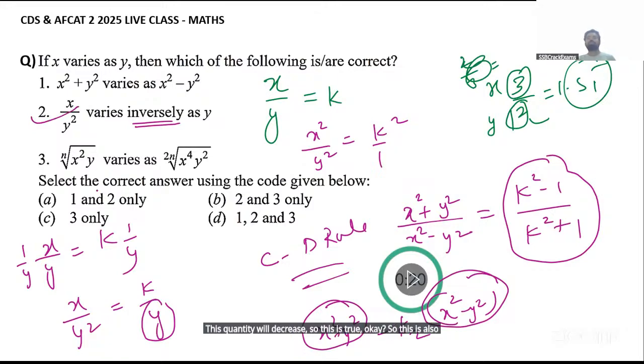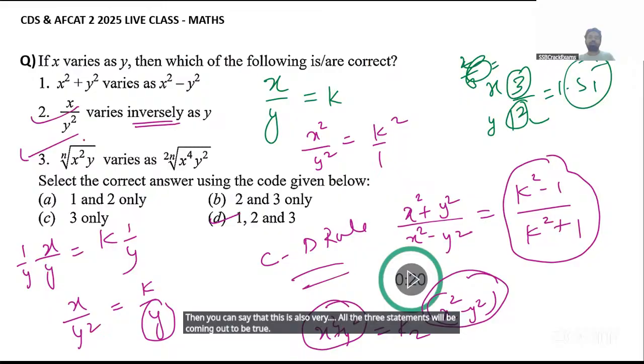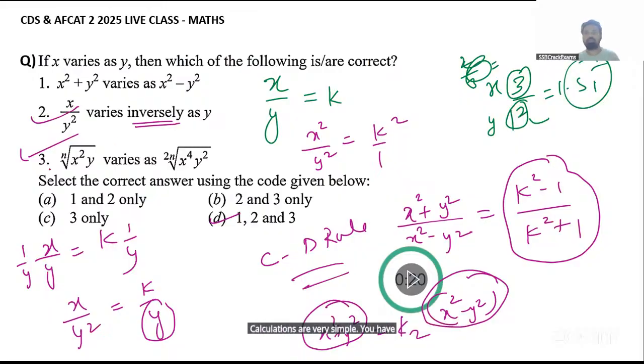In the next case also, you can take the root and multiply that power by 1 by n. Then you can say that this is also true. So all the three statements will come out to be true. Calculations are very simple. You have already played with powers and roots in your 6th, 7th, 8th classes. So I am not doing something magical or something very tough. It is easy. Okay.